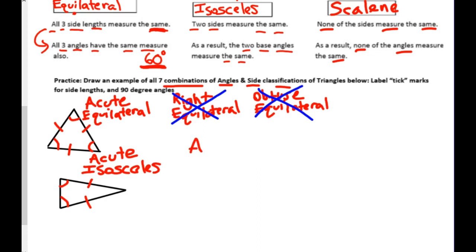What about acute scalene? So all of our sides need to be different measurements for scalene. We can show that by using different tick marks. 1 tick, 2 tick, 3 tick. All the angles are less than 90, and every side length is different.